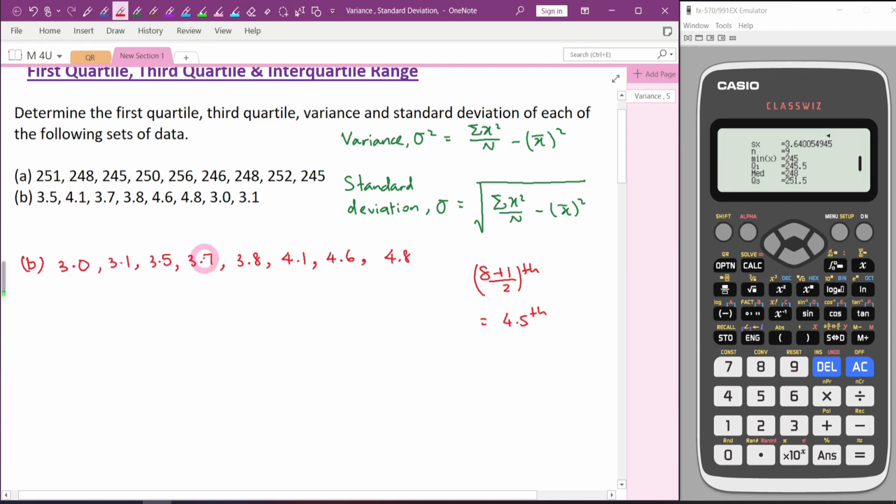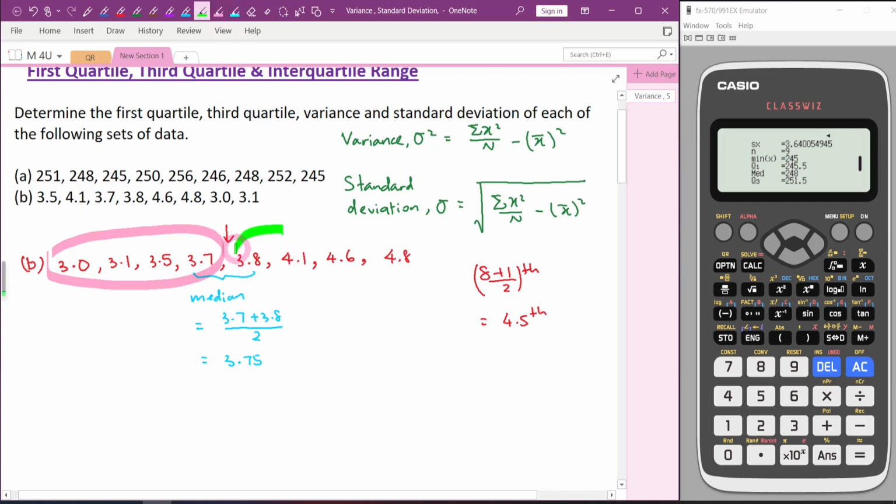1, 2, 3, 4, 5. 4.5. So if you want to find the median, here actually you don't have to find the median because the question does not ask for the median. 3.7 plus 3.8 divided by 2, which is equal to 3.75. Now, this median divides this set of data into upper half and lower half. Now we look at this part. This is the upper half. And this is the lower half.